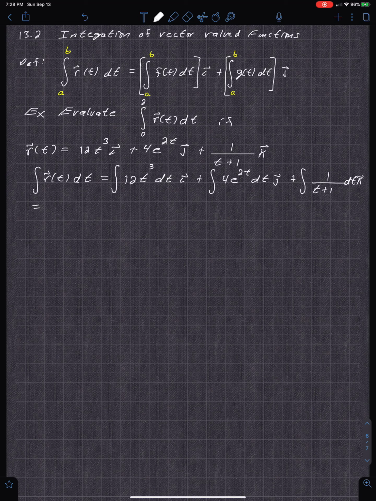So you get 3t to the 4th i plus 2e to the 2t j plus ln absolute value of t plus 1 k. Now all of those you could say inside plus c1, inside plus c2, etc. Or you can just say plus c constant on the outside.